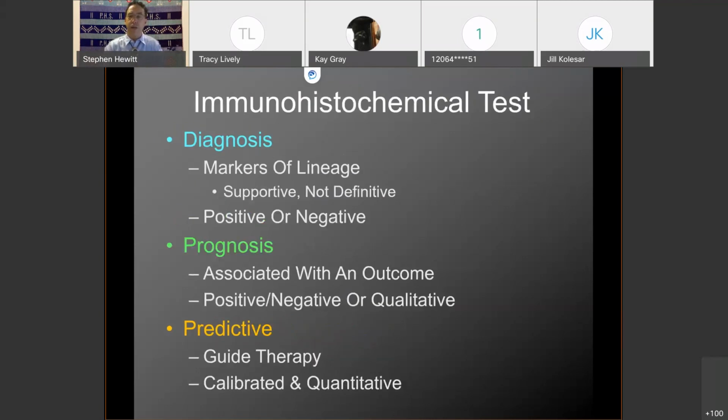Immunohistochemical assays actually follow the same structure. The majority of biomarkers that we use in immunohistochemistry are markers of lineage. They're supportive but not definitive. A classic example is S100. Not all melanomas are S100 positive. You can have an S100 negative melanoma. You have to interpret the immunohistochemical stain within the context of the data that's available to you.